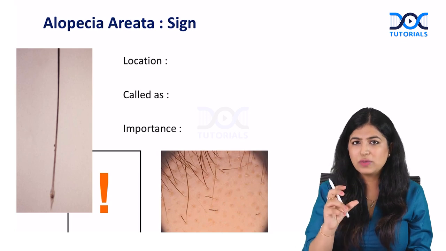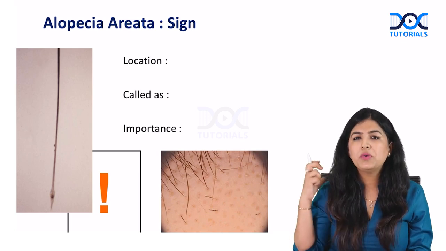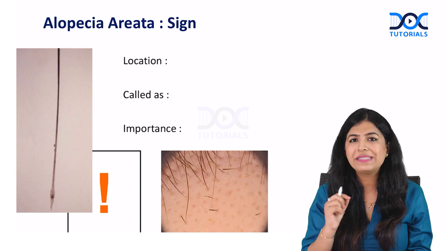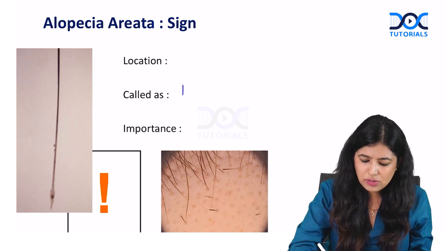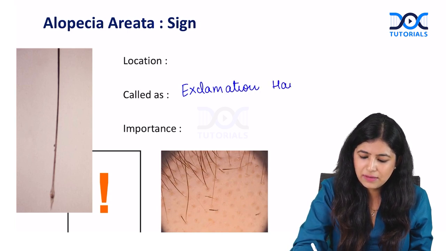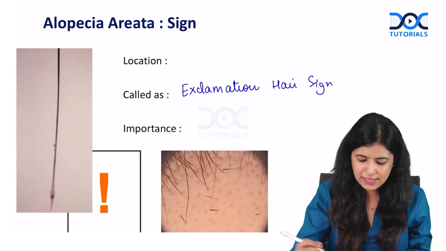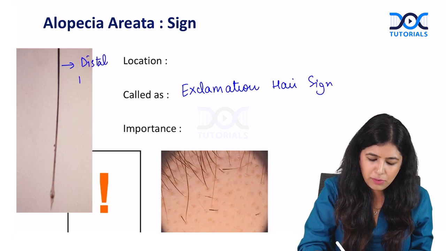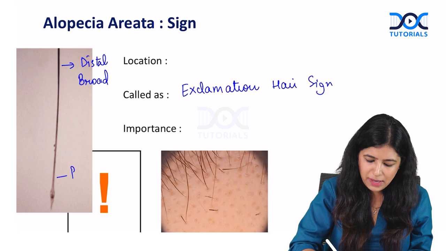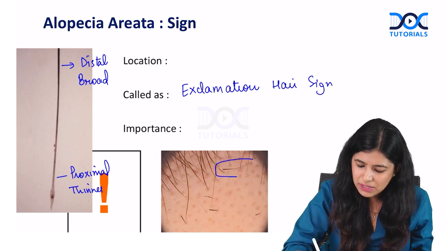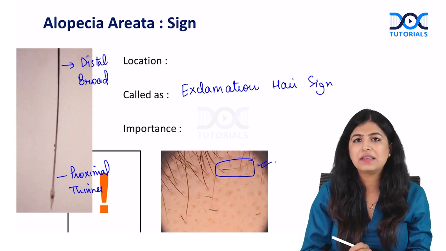And when you examine closely, either with a magnifying lens or you do a trichoscopy, that is dermoscopy of the scalp hair, you see this beautiful sign in alopecia areata, which is called the exclamation hair sign. This is called the exclamation hair sign, where as you see, the distal part of the hair is broad, while the proximal part here is thinner. So this is called the exclamation mark sign. Again, look closely in this picture. This is a very beautiful exclamation mark sign that you see.